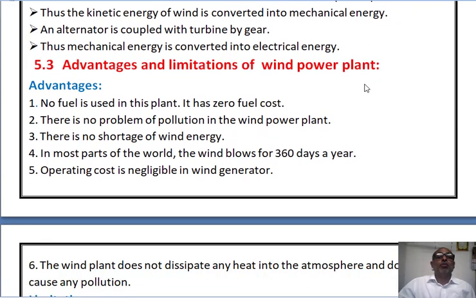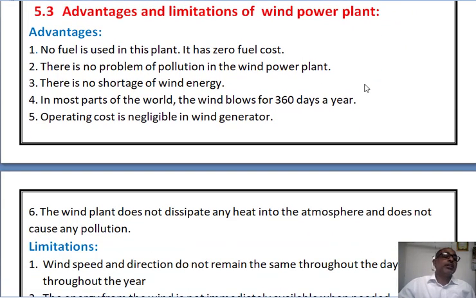Let me see what the advantages and limitations of a wind power plant are. First, let me see the advantages of a wind power plant. First and most important, no fuel is used in the plant. That means the fuel cost in this power plant is zero. It has zero fuel cost. That is the main advantage of this wind power plant.